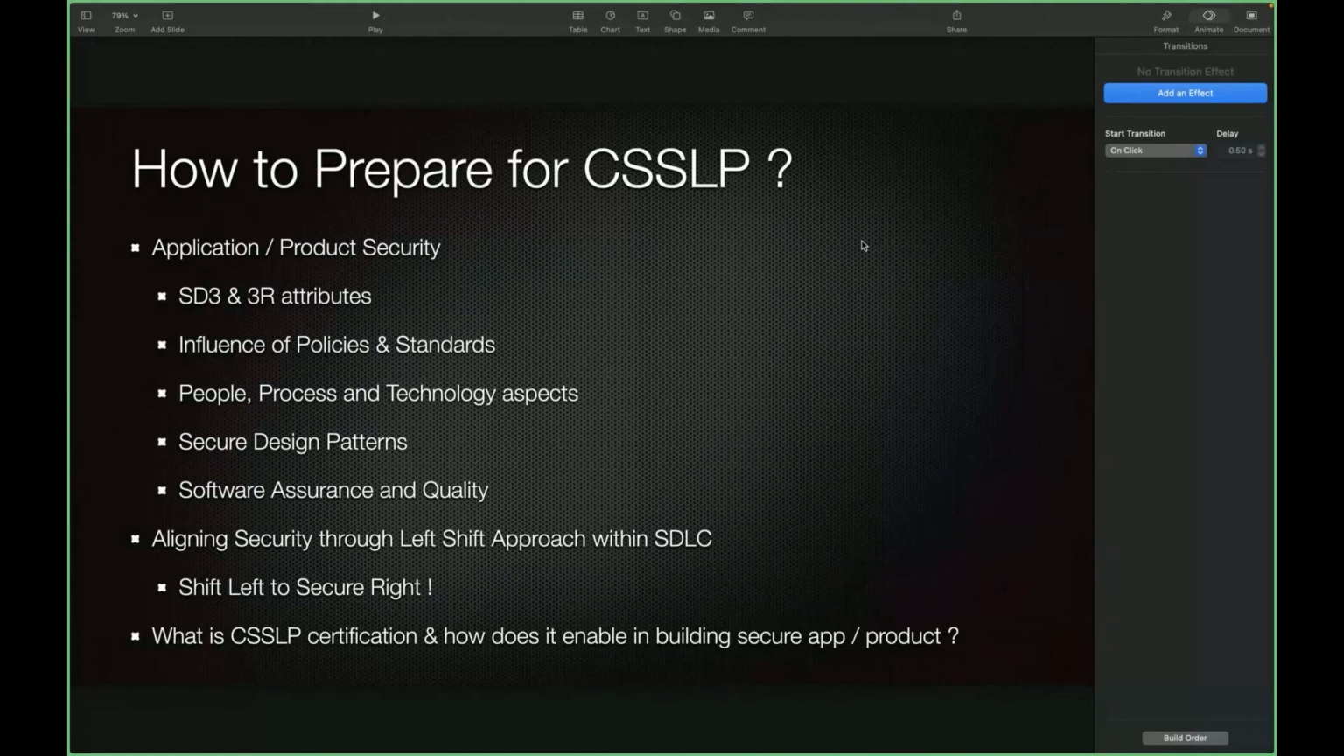In domain two, CSSLP focuses on secure software lifecycle management aspects, where the coverage is around different software development methodologies like agile and waterfall, understanding some of the security metrics, and integrating risk management methods into the software.